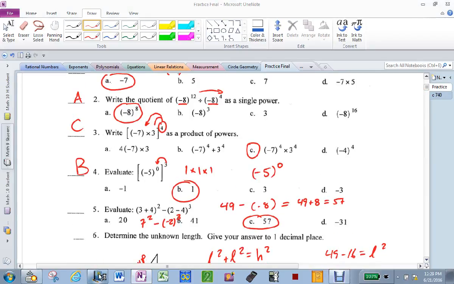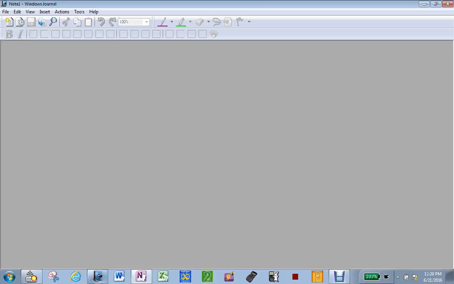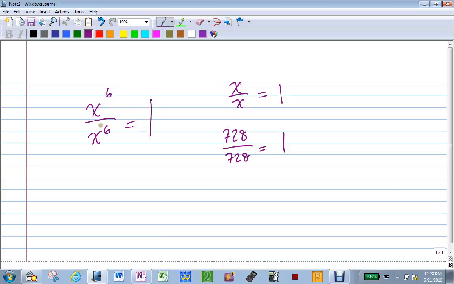Okay, I got to show you guys this, because this is causing trouble. X over X equals what? X divided by X. Any number divided by itself, what does it equal? 1. Okay? If it's the same thing on top and bottom of a fraction, it's always 1, yes? So what if I have 728 over 728? 1. What if I have x to the 6th over x to the 6th? 1, because they're the same, yes?